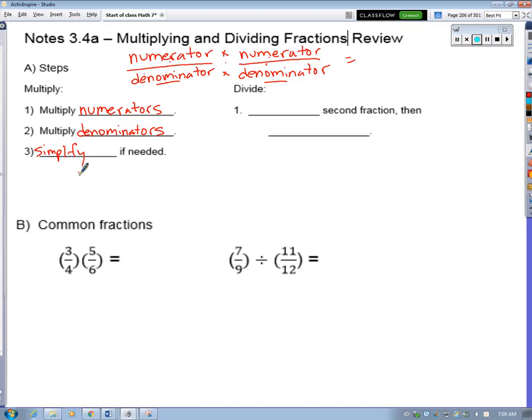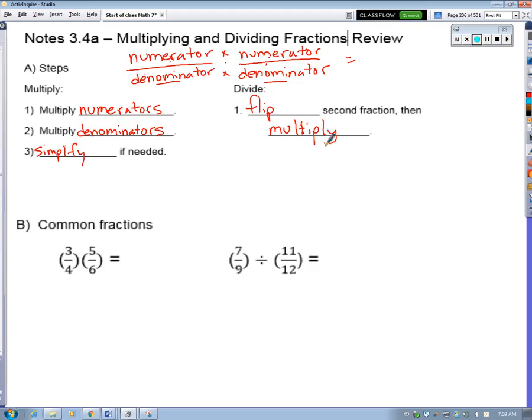Okay? Alright, so dividing is actually pretty simple. All we're going to do is flip the second fraction upside down, and then we're going to follow the steps for multiplication. So flip and then multiply. Simple as that.